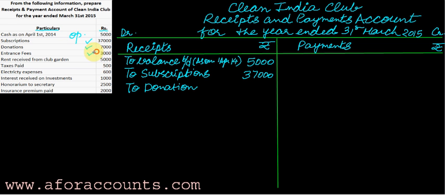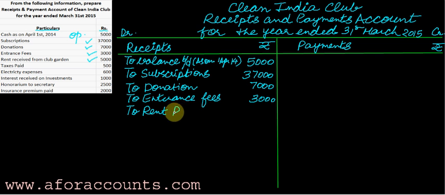Okay, so your donation is 7,000 rupees. And your entrance fees, to entrance fees, your amount is 3,000. Now rent received from club garden, again my income, to rent received. Rent received from club garden is 5,000.